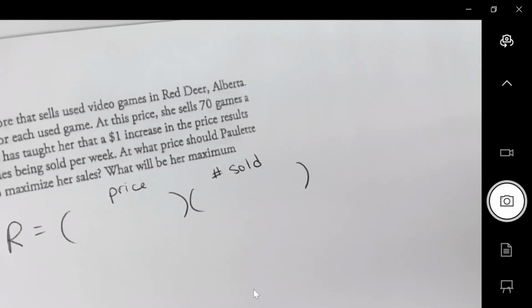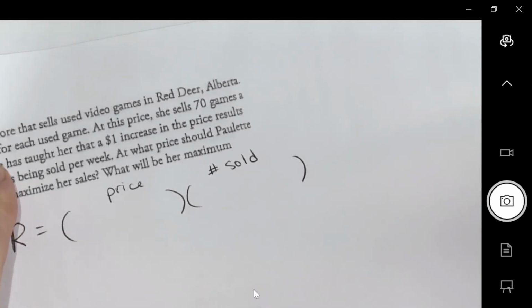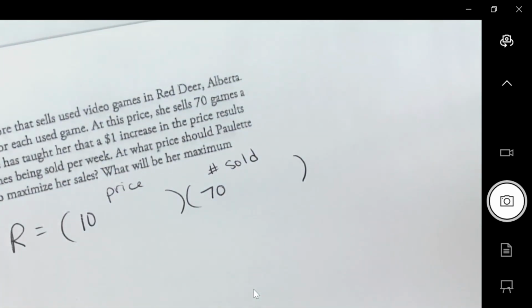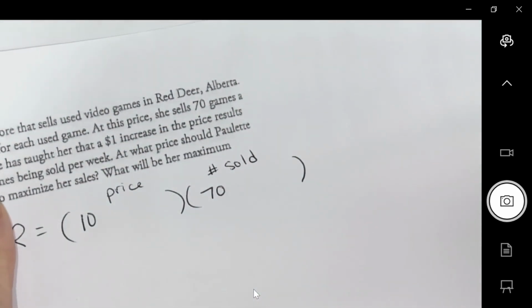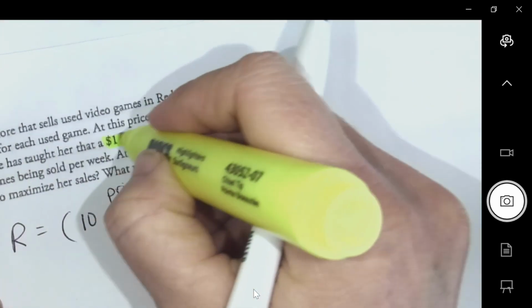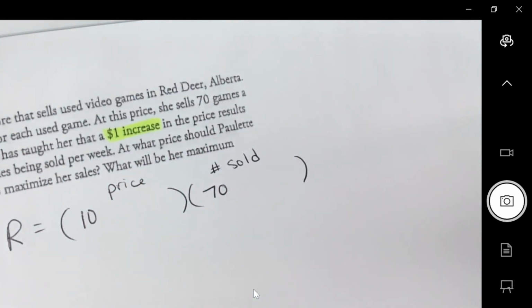Okay. When you're selling video games, does this make sense to you? However much the price of the video game is times the video games that you sell will make you the money, right? Okay. She charges $10 for a game. So I'm going to put that, leave room, don't fill up your whole bracket. She sells 70 games. Each time she has a $1 increase in the price.